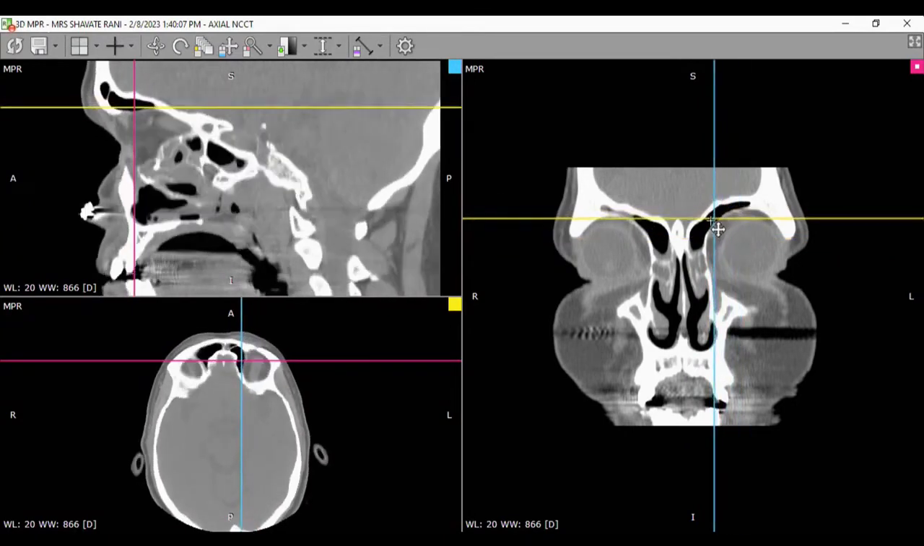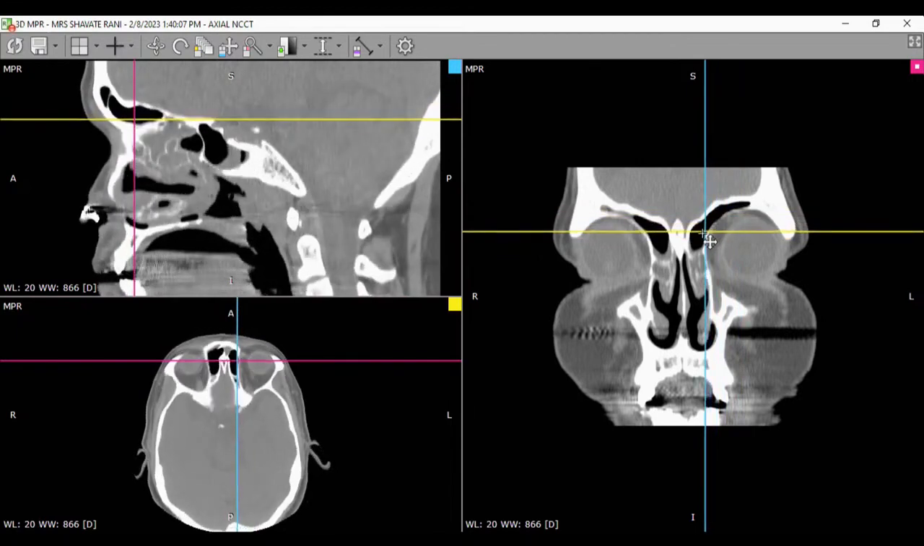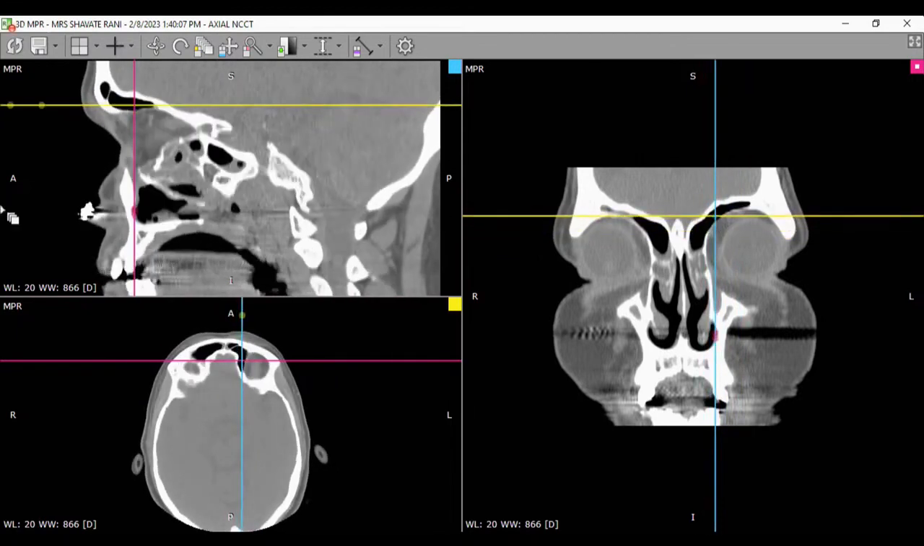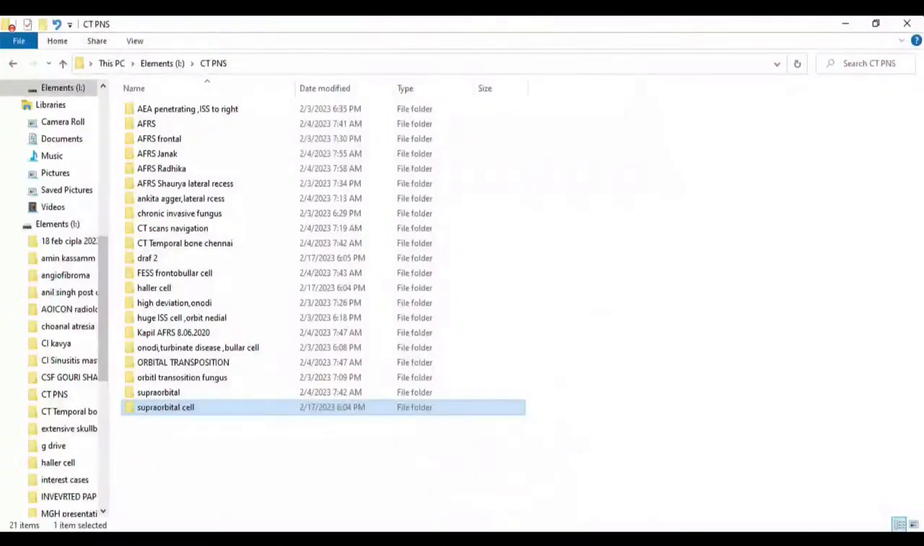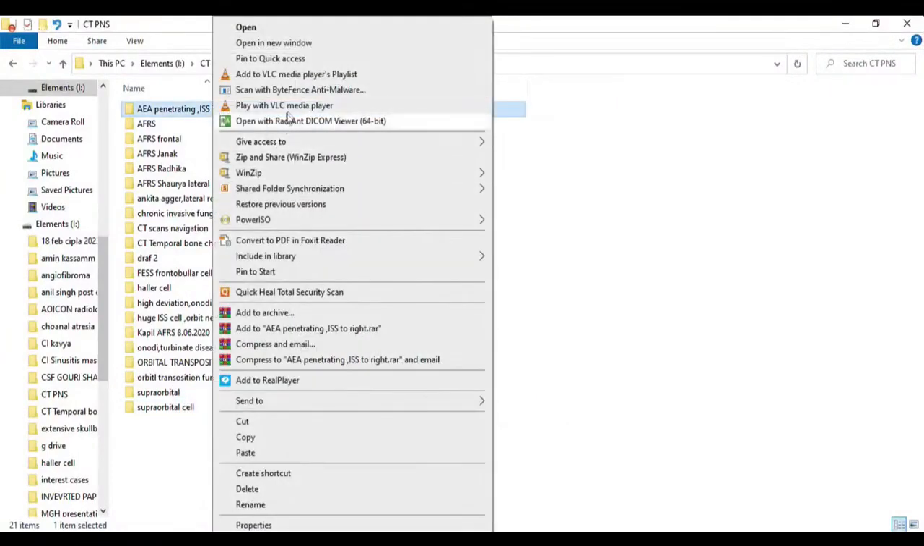See this? The entire supraorbital cell, you can visualize, this is above the level of the orbit, pneumatizing the orbital plate of the frontal bone. So we should be able to identify these cells very, very clearly. Another example.